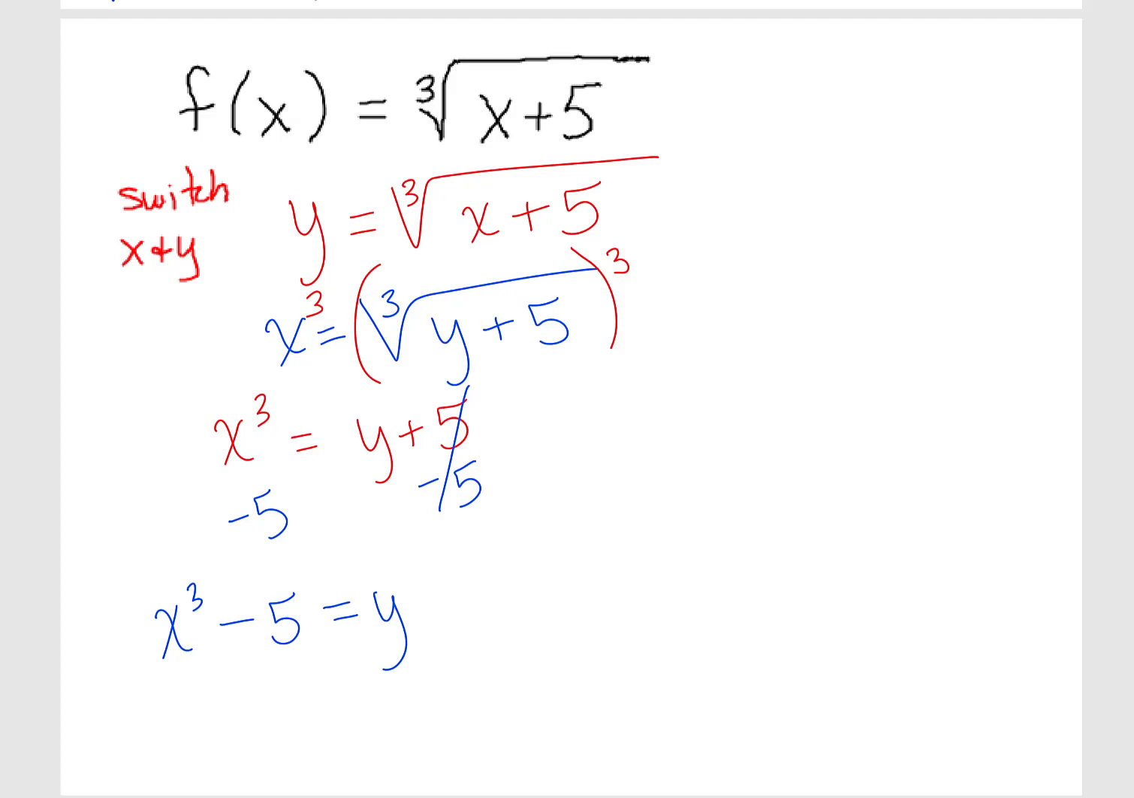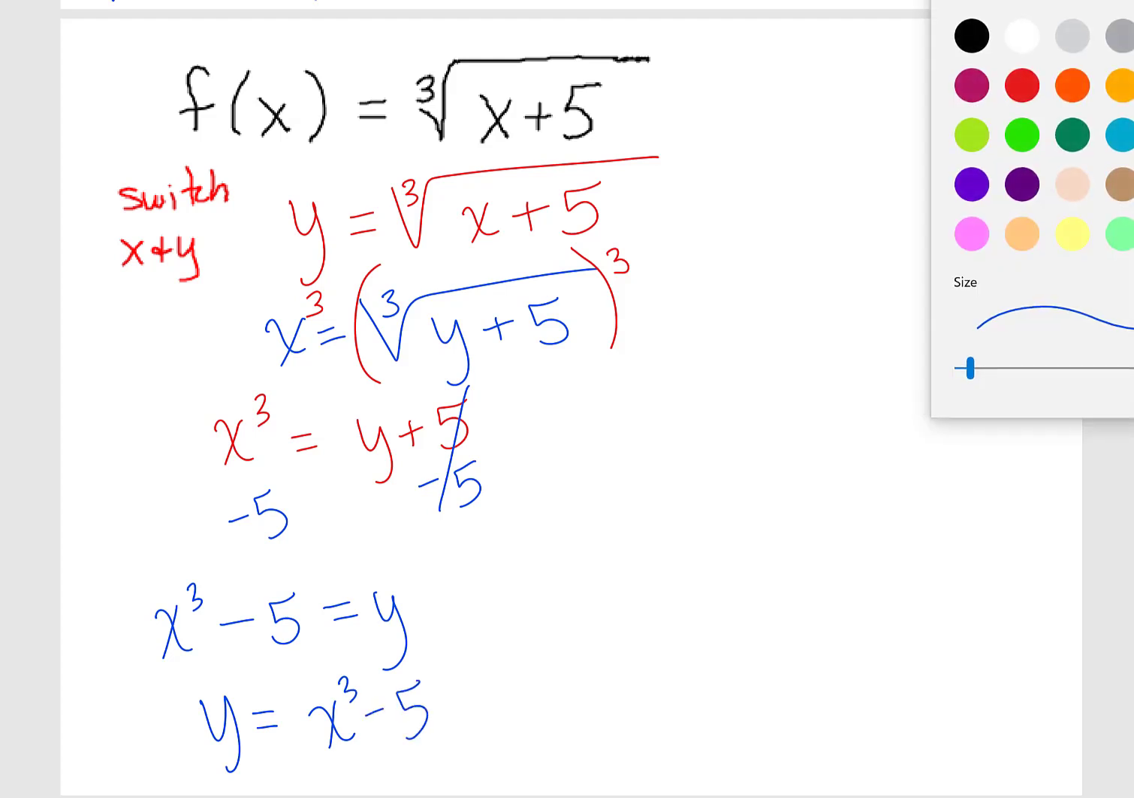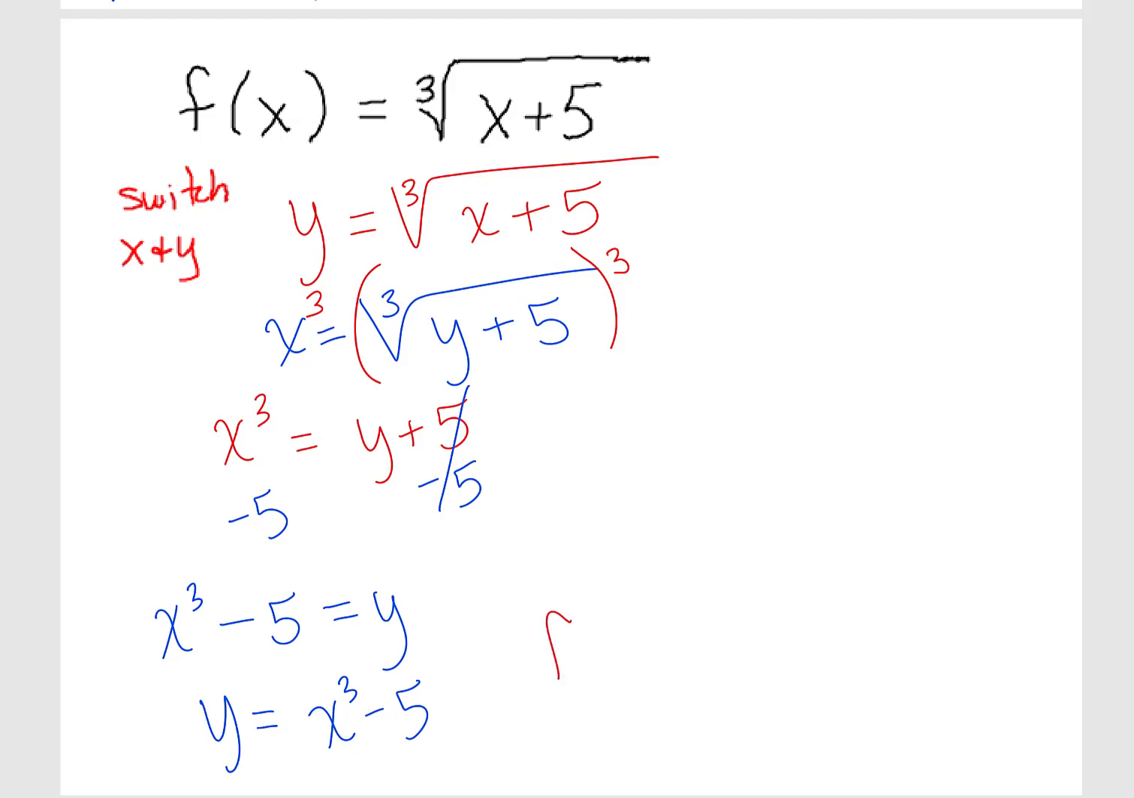Okay, so I'm going to flip this. y equals x cubed minus 5. Our very last step is to change that y into inverse of f of x. And this is our inverse function.